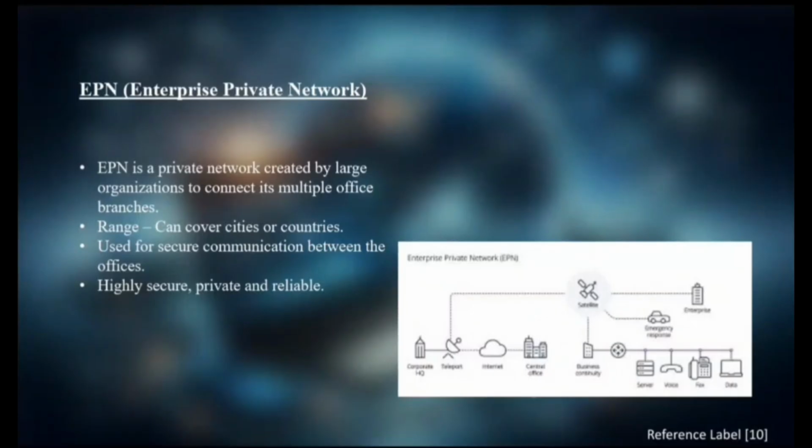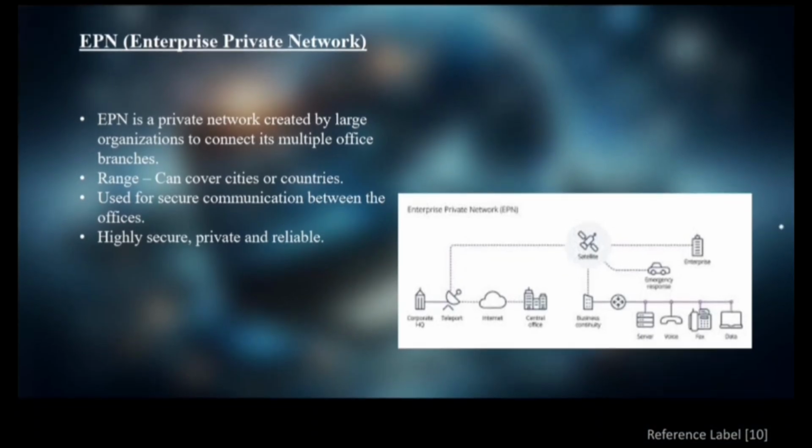EPN, Enterprise Private Network. EPN is a private network created by large organizations to connect its multiple office branches. Range can cover cities or countries. Used for secure communication between the offices. Highly secure, private, and reliable.